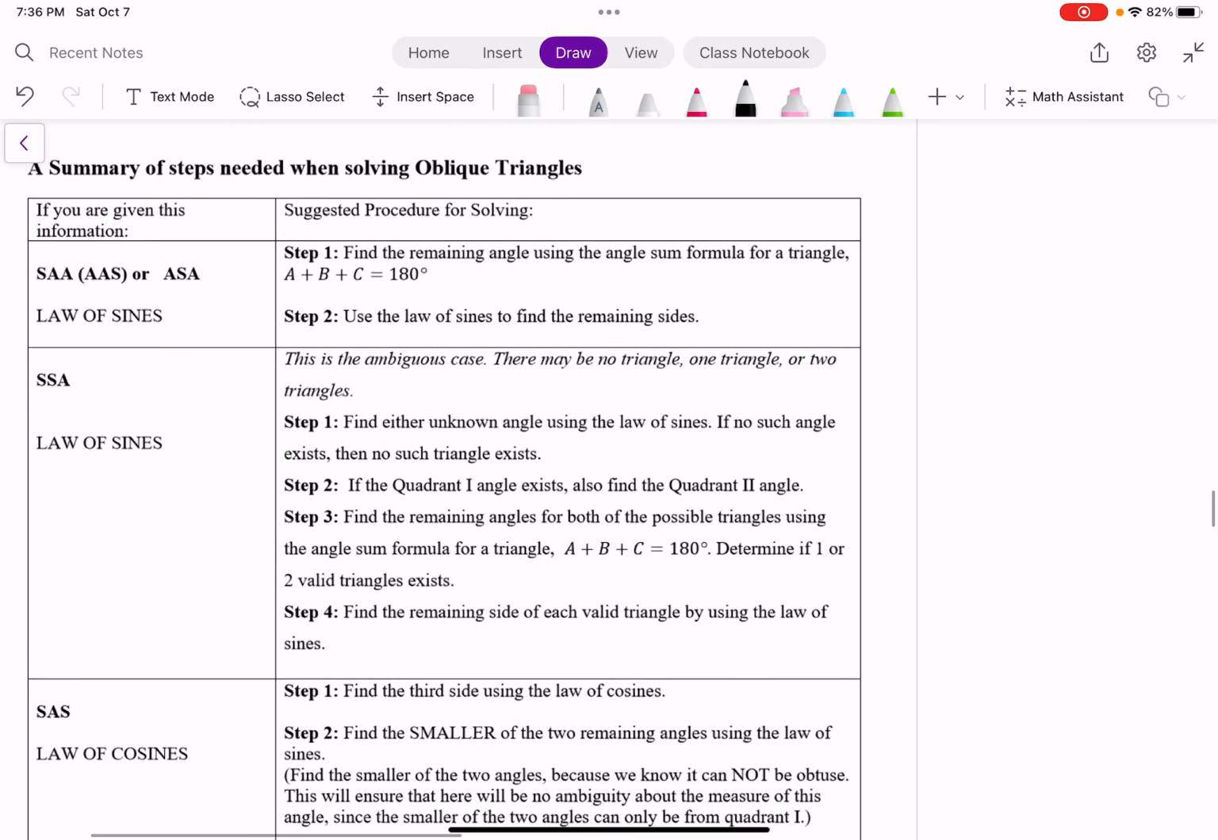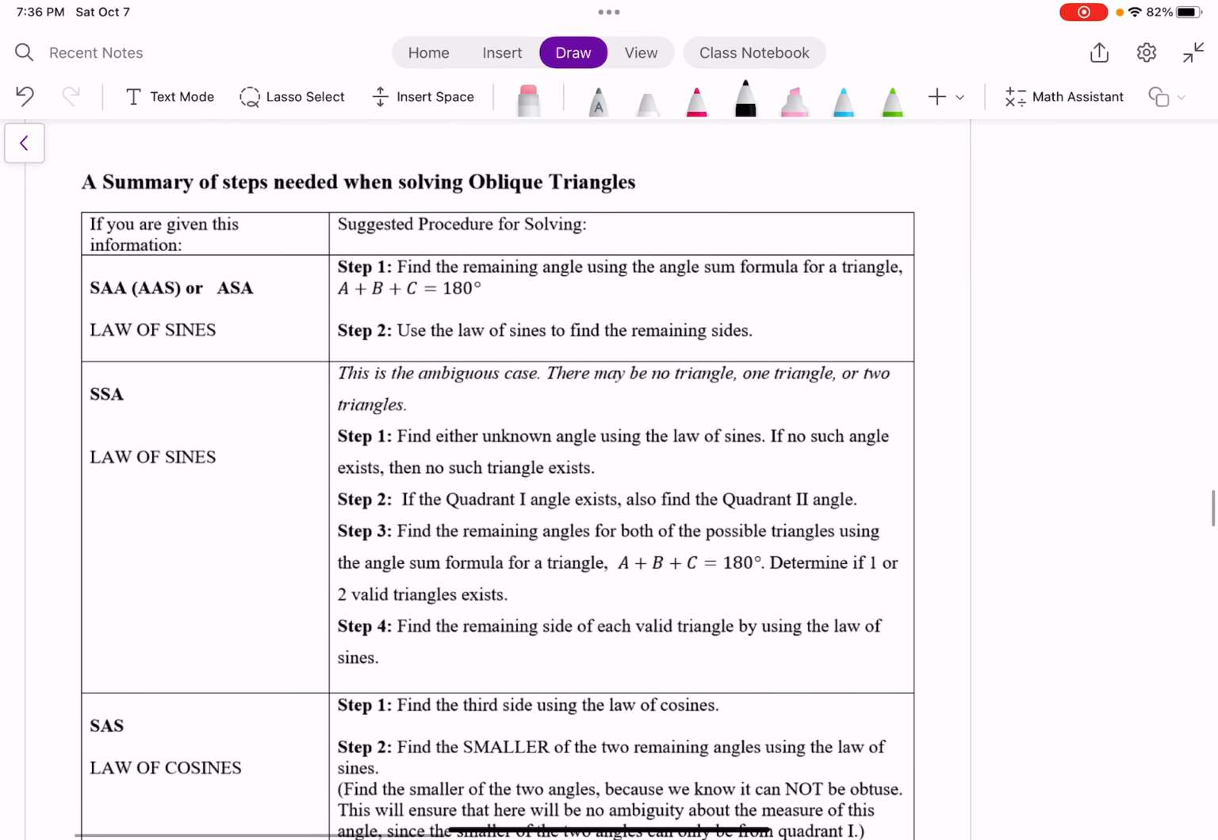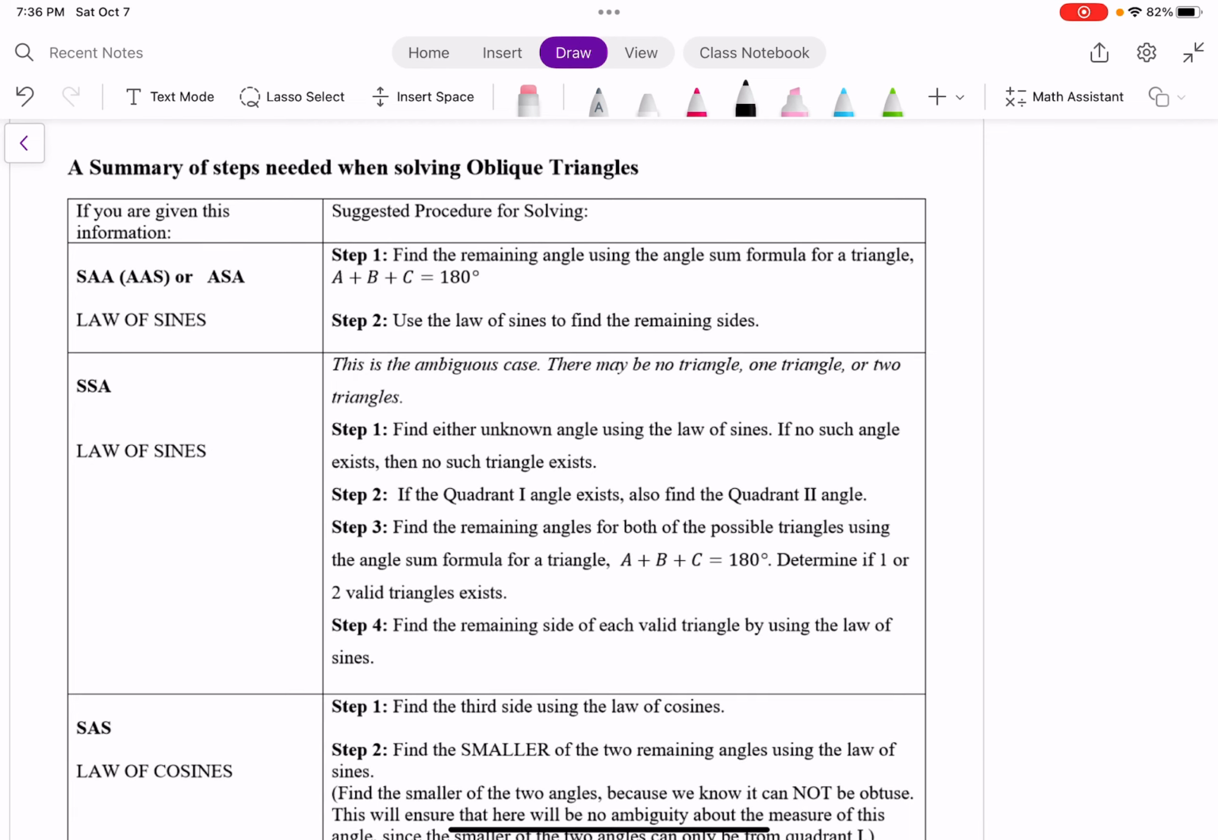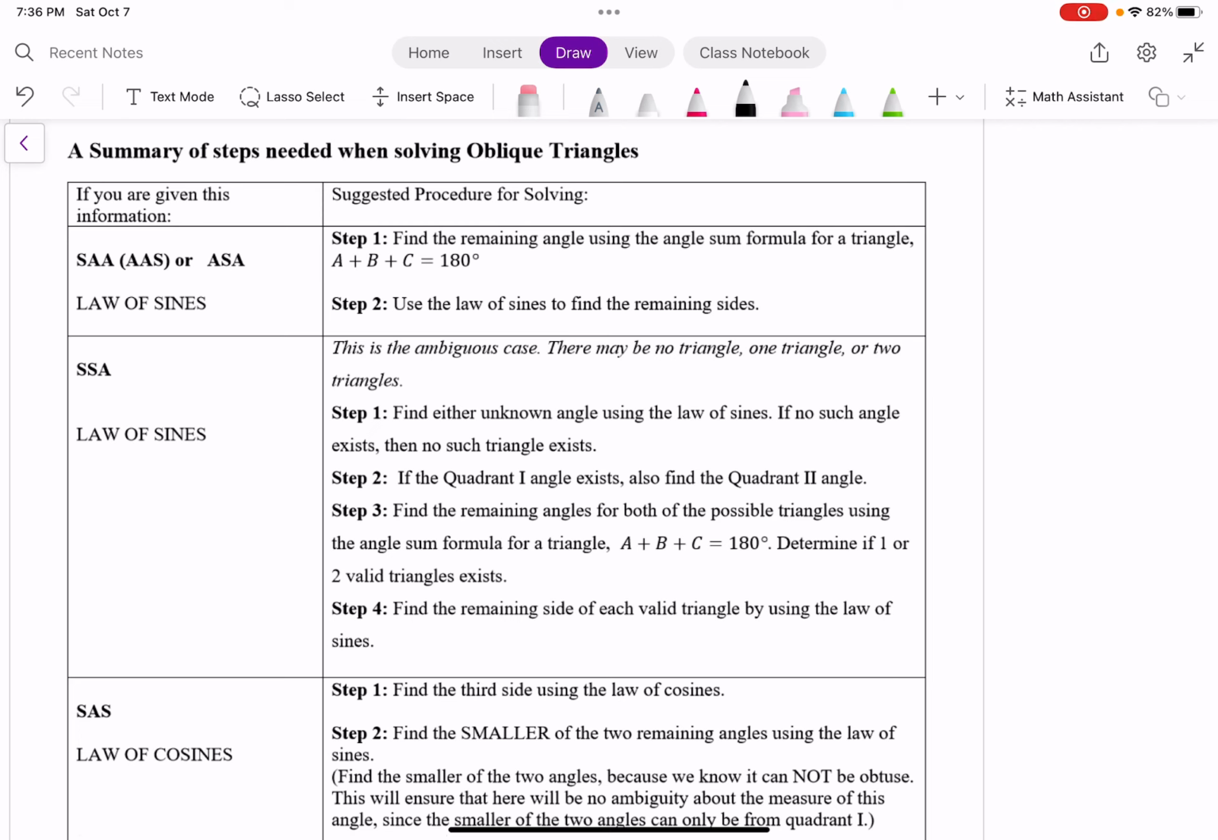Here is the summation, the summaries of steps needed when solving the oblique triangles. So let's do the conclusion. If you have SAA or ASA, you will see we got two angles. If we have the two angles, first step, I'm using the addition of three angles equals 180. Find the missing angle. Second step, use the law of sines to find the remaining sides.